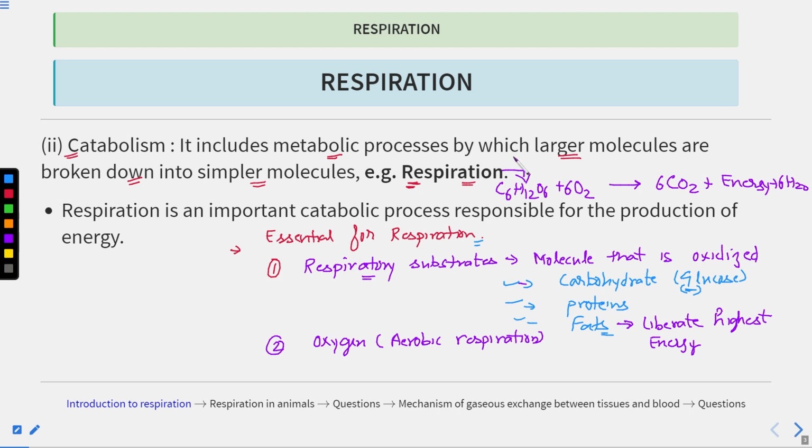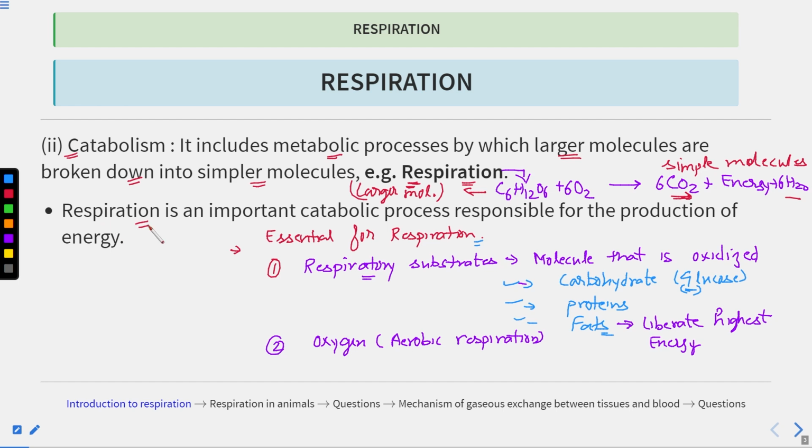Here you can see there is a breakdown of the larger molecule, glucose. Glucose is the larger molecule here, and it is broken down into simpler inorganic molecules, such as carbon dioxide and water. So you can say the reverse of photosynthesis is happening here. Respiration is a catabolic process.